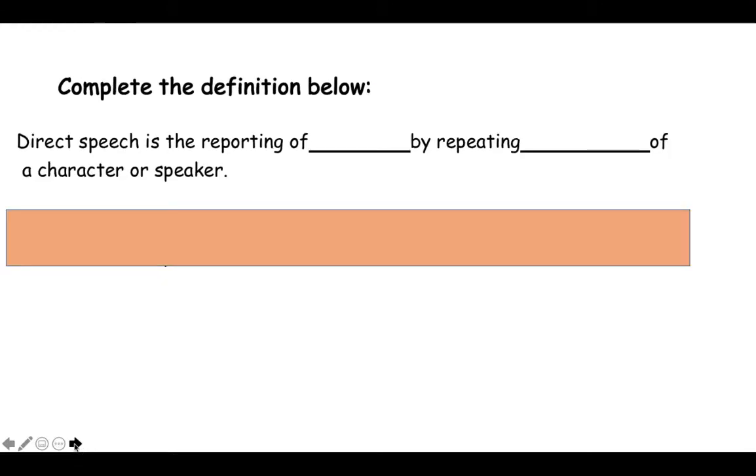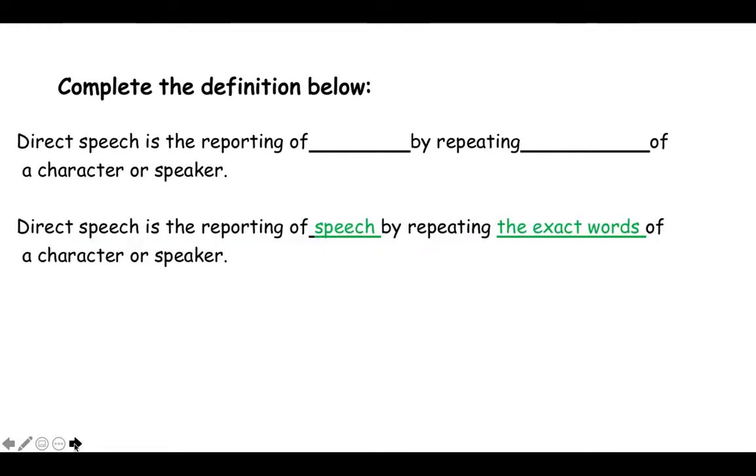Okay, so remember at the beginning of the lesson, I asked you what is direct speech. Let's see if you still remember what it is. So direct speech is the reporting of speech by repeating the exact words of a character or speaker. Pause the video and have a go. Well done if you remembered. So direct speech is the reporting of speech by repeating the exact words of a character or speaker.